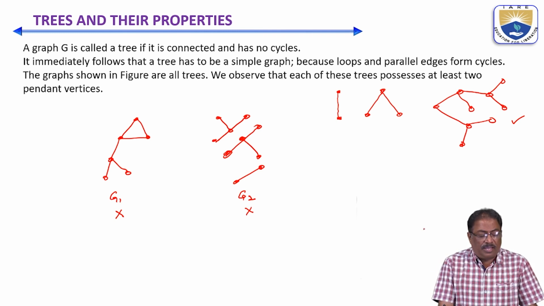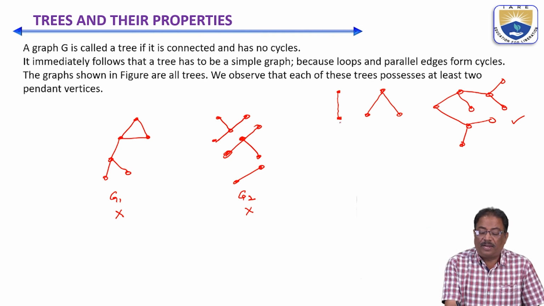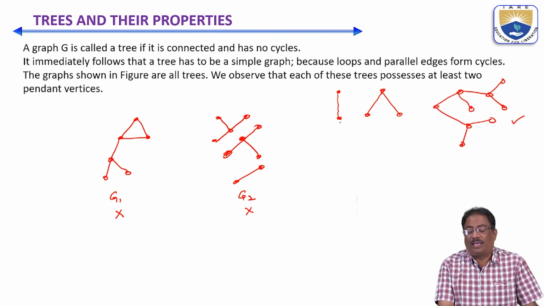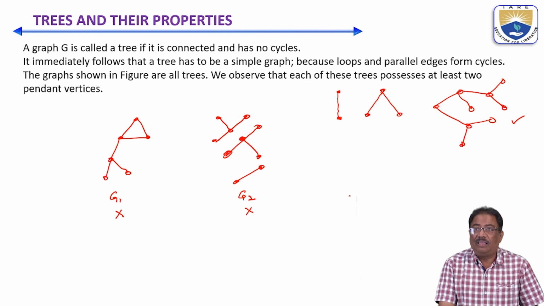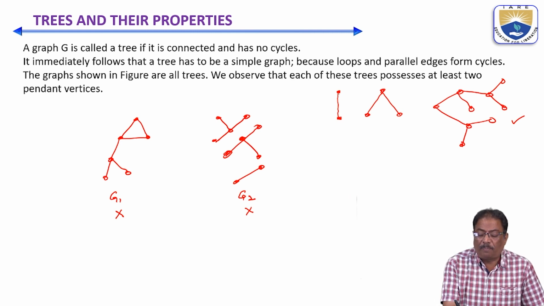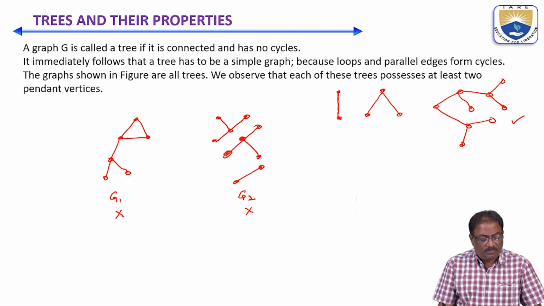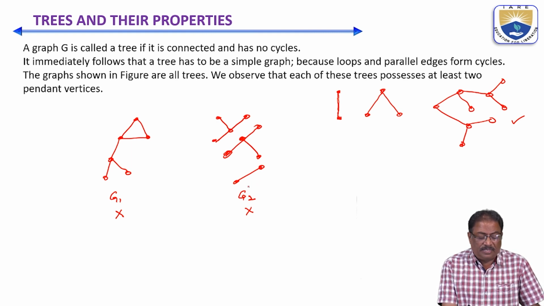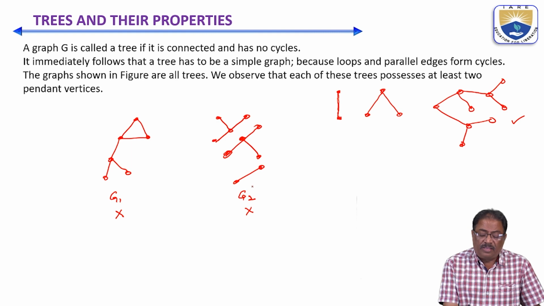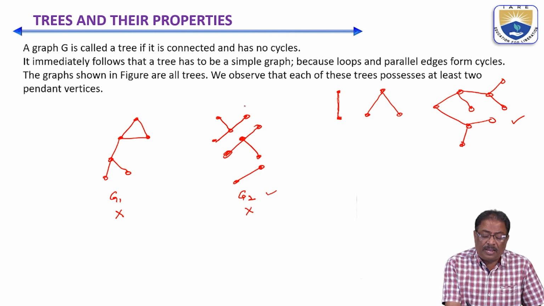And moreover, any pendant vertex is known as a leaf of the tree. A pendant vertex means any vertex whose degree is 1. So here G1 is not a tree and G2 is also not a tree, and it is a disconnected graph, and in this G2 different components will be there.